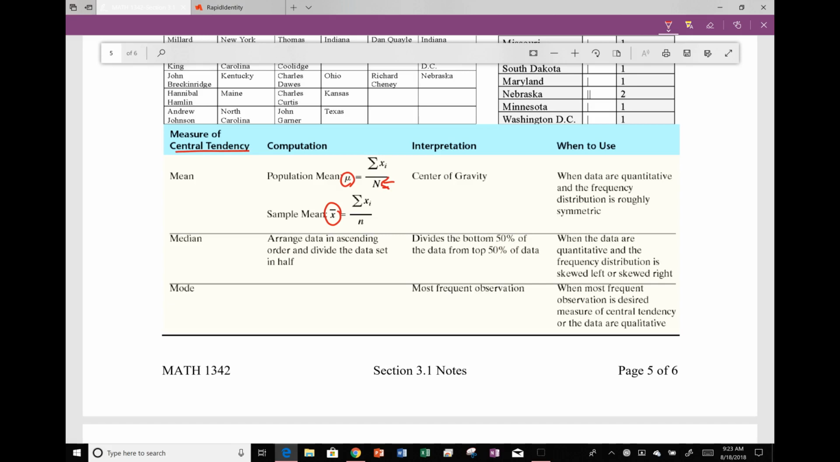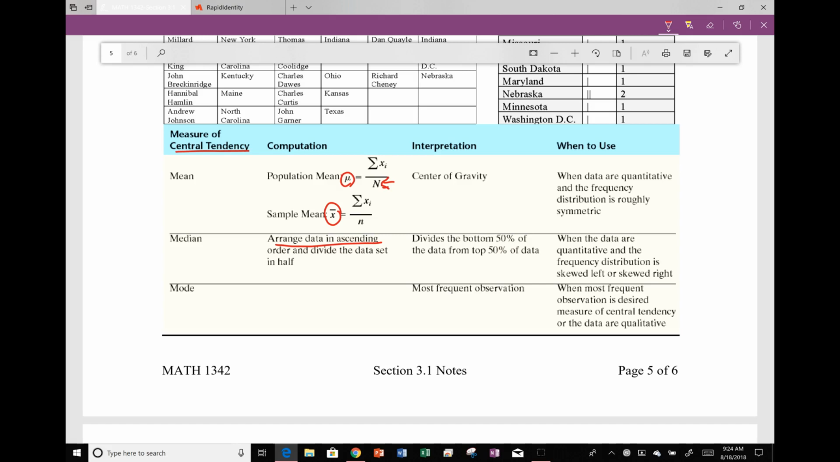Basically, the mean is our center of gravity. We take into account all the data values and we divide. For the median, please remember to arrange in ascending order, the smallest to the largest first, and then we're going to divide the data in half. So half of the data is below that number and the other half of the data is above that number. The mode is just the most frequent.